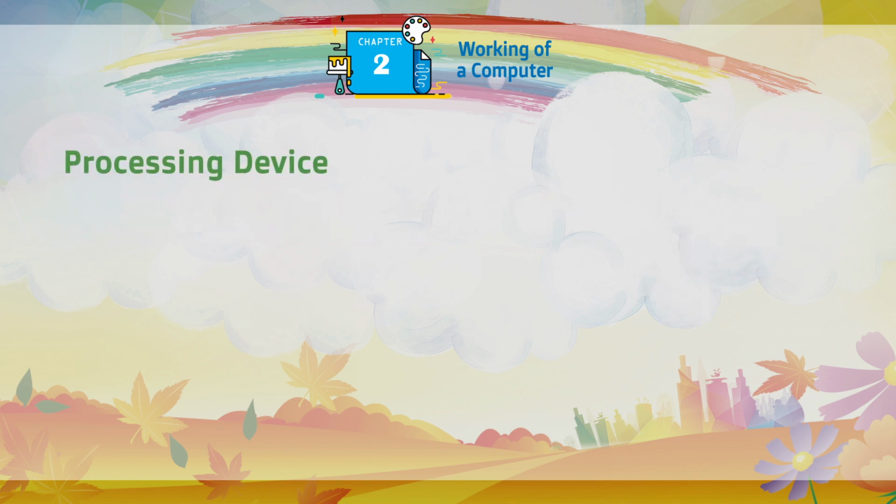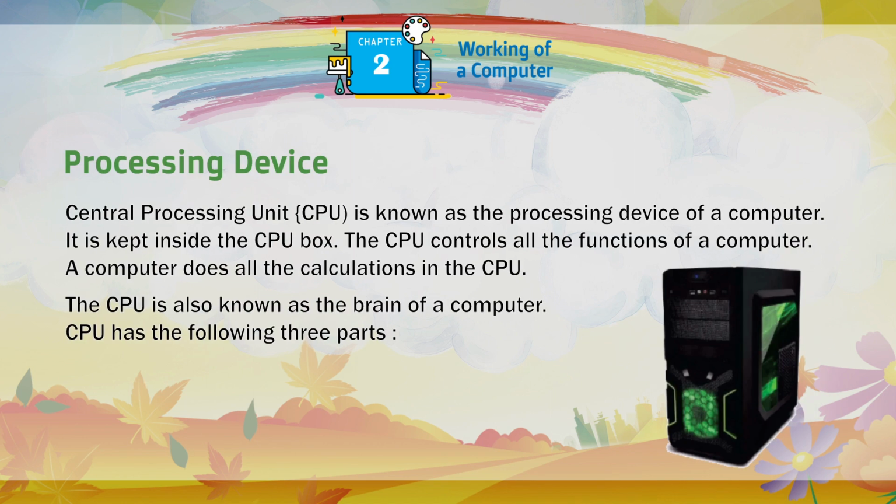Processing device. Central Processing Unit, CPU, is known as the processing device of a computer. It is kept inside the CPU box. The CPU controls all the functions of a computer. A computer does all the calculations in the CPU. The CPU is also known as the brain of a computer. CPU has the following 3 parts.